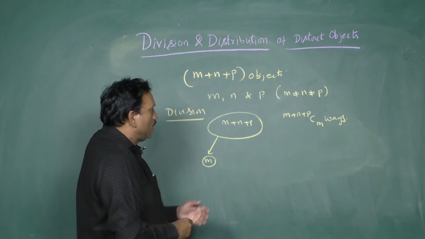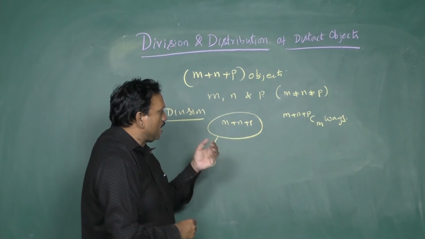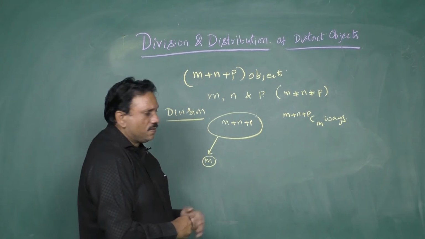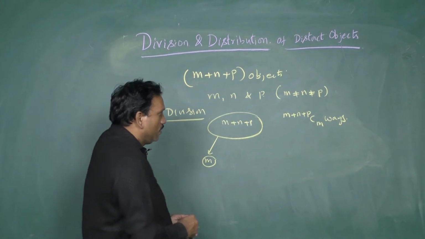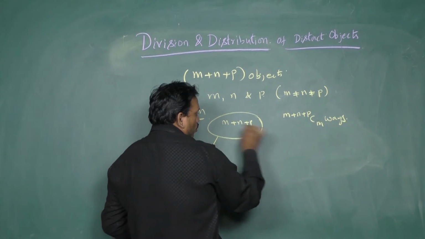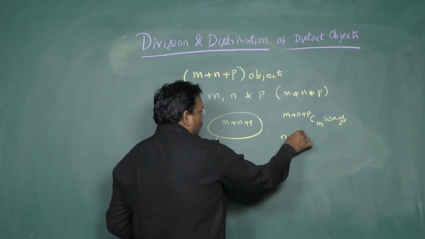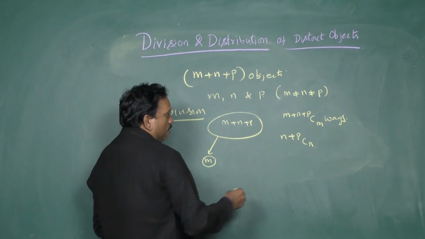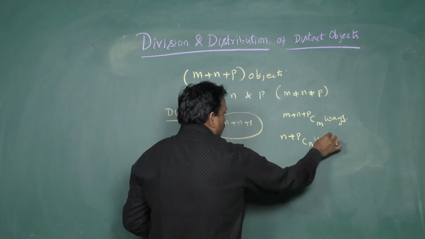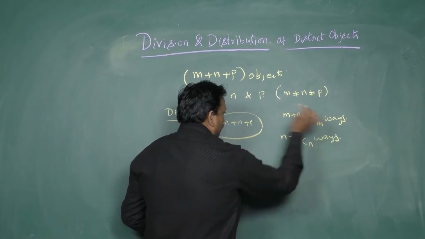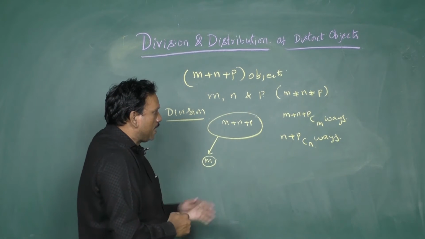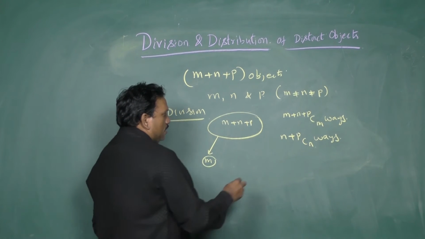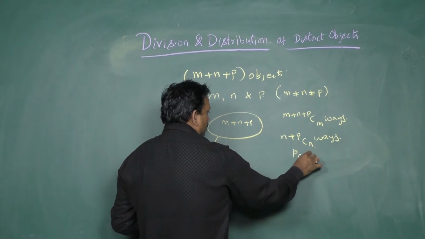After this, I want to select n objects from the remaining. The remaining, since m are already taken, will be n plus p. I am taking n objects. This can be done in n plus p C n ways. And for the last packet we take p objects, which can be done in p C p ways.